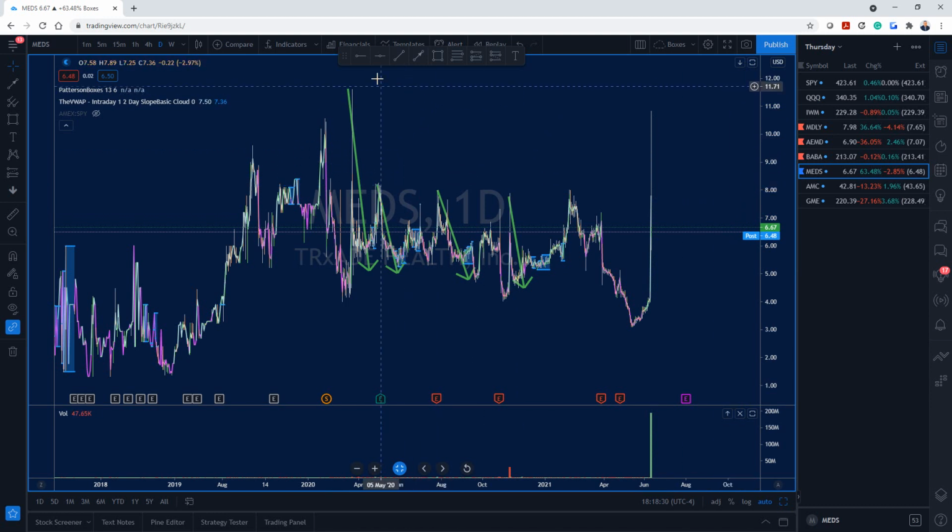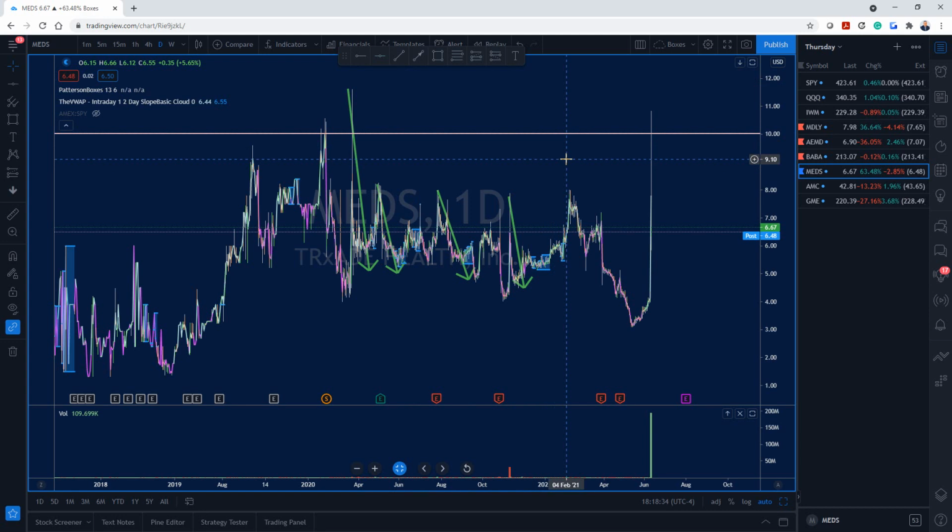And I happen to like the round number of $10 where I had a resistance level, and that's where I would have got out if I got the long. Now I'm going to be very honest with you, I did not get the long. But I'm going to show you how you can use the exact same philosophy of using volume to predict a reversal in the market. Let's go back to a 1-minute chart.